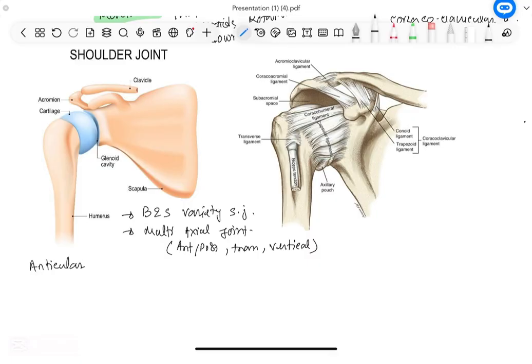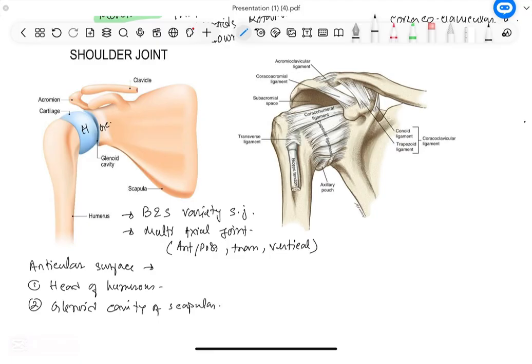The second question will come, what are the articular surfaces? It is very easy, only two surfaces are there. One is the head of the humerus, another one is the glenoid cavity of the scapula. As you can see in the pictures, the glenoid cavity is quite shallow and small compared with the large globular head of the humerus. So, around the peripheral area there is a cartilage to deepen this cavity, that is called the glenoidal labrum.